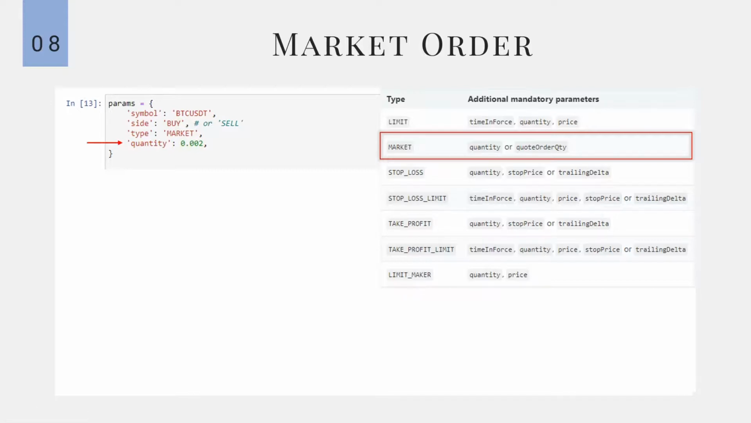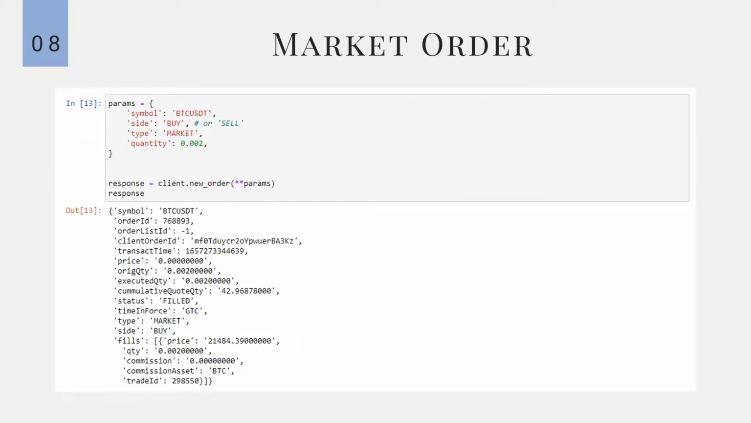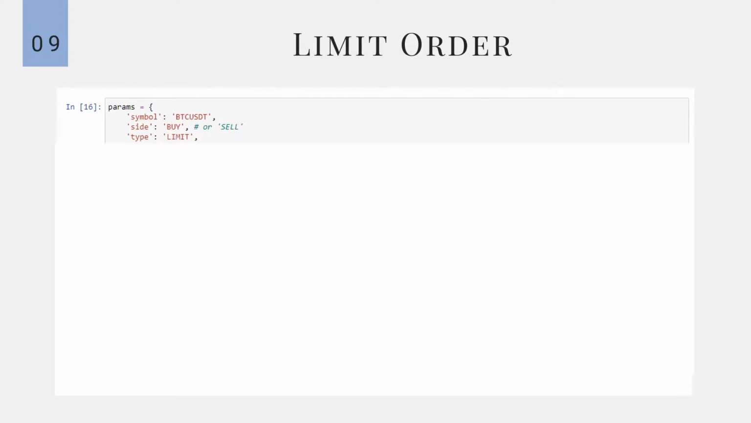And after we have specified these parameters, we simply call client.newOrder and give in the parameters. Important in this case, write the 2 stars before it, otherwise it will not go through. If we print the response, we see some information about the trade, for example the order ID, the transaction time, and probably most important, the transaction price. That's basically it for the market order, and now we will look at the limit order.